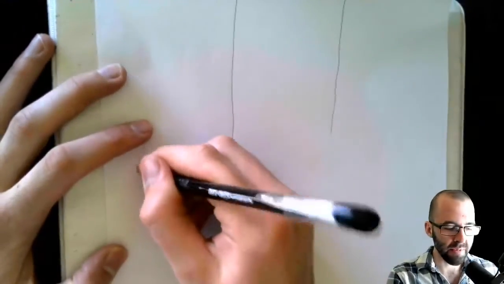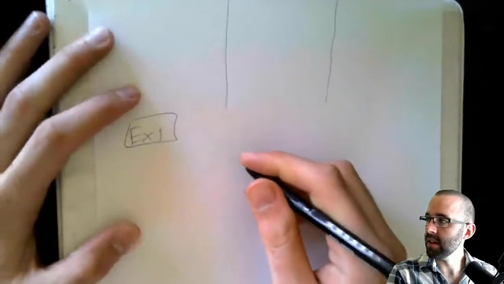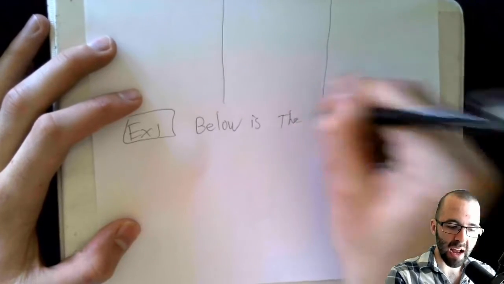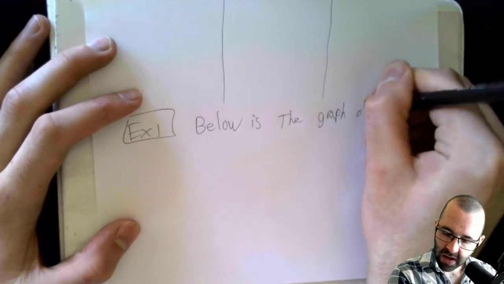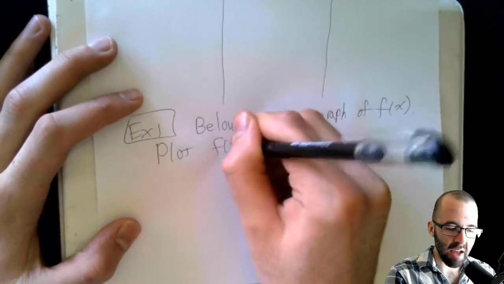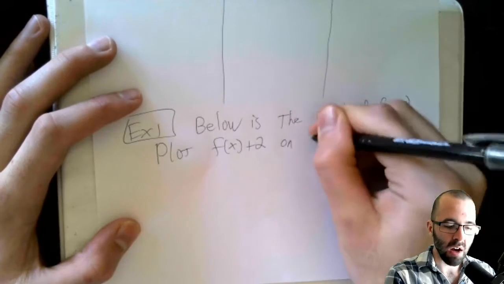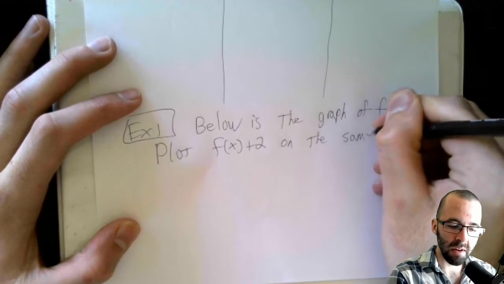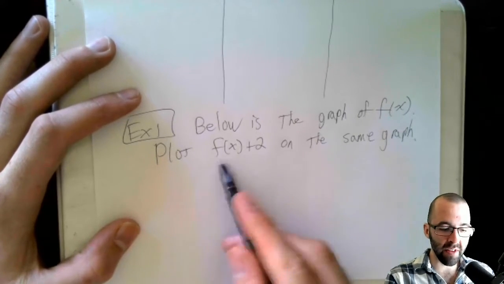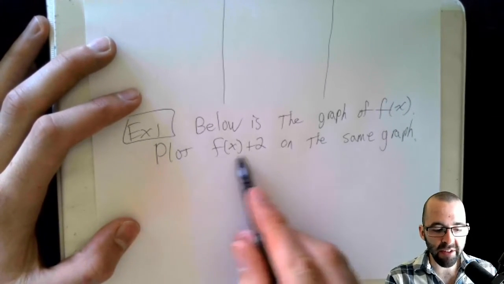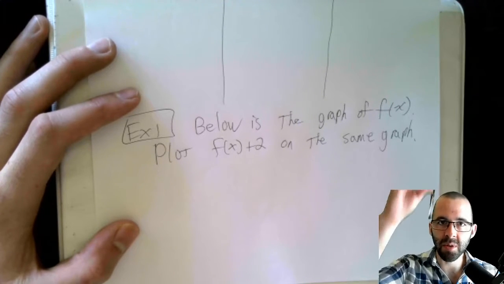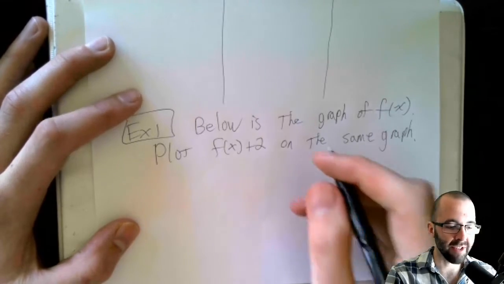Example 1. Below is the graph of f of x. Plot f of x plus 2 on the same graph. Again, we know function transformations now. We know what's going to happen to the function. f of x plus 2 means we take all of the points in f of x and just shift them up 2. Zoop. That's the sound effect.